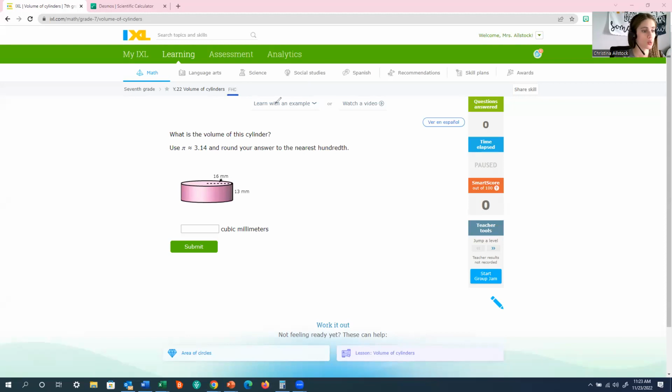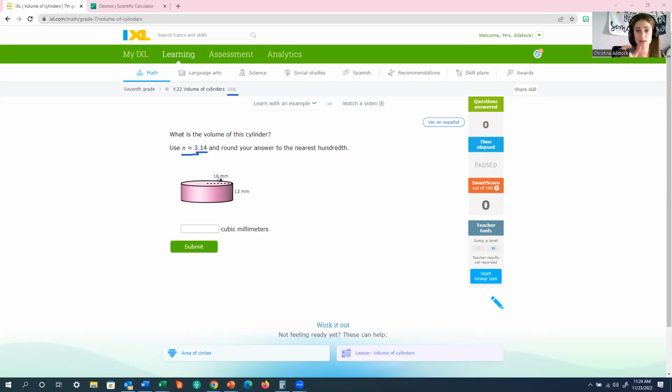So we are asked, what is the volume of this cylinder? And we're told that we are going to use 3.14 as the approximation for pi. And if necessary, we'll make sure to round our answers to the nearest hundredth. And then we have to look at this picture here and get all of our information.